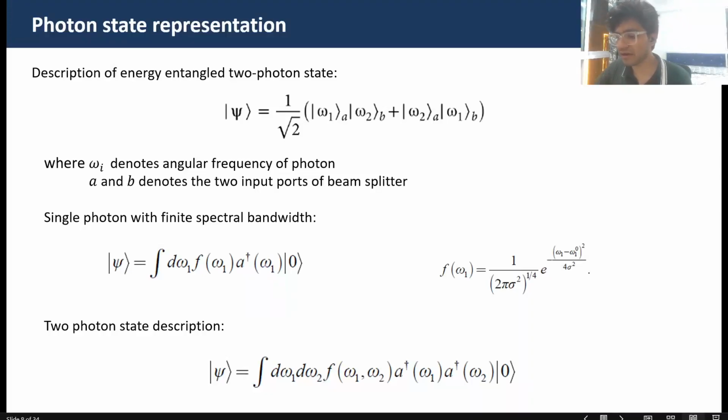Once we establish that, we can easily generalize it to a pure two photon state. In this two photon expression, the function f(omega 1, omega 2) is critical because it captures the spectral information of both photons combined. This includes any potential frequency entanglement between them. We then apply two creation operators a1 dagger and a2 dagger, which represent the photon in spatial mode 1 and 2 respectively.